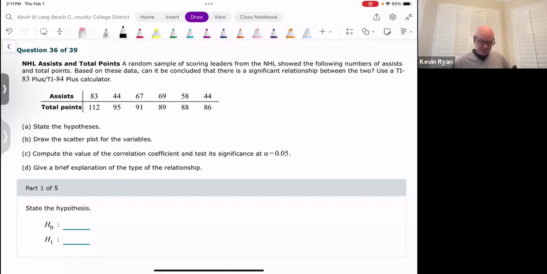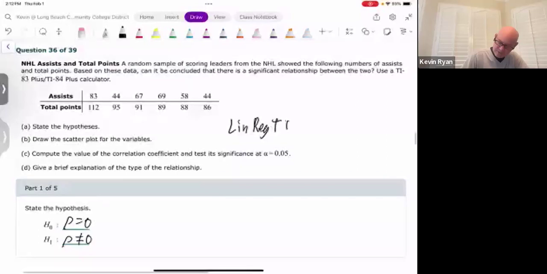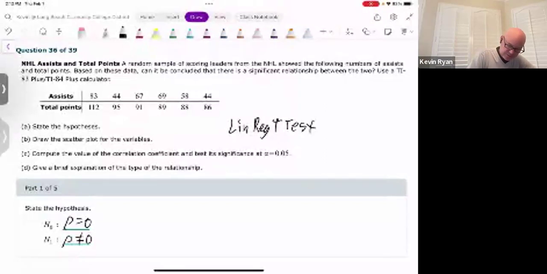NHL assists and total points. A random sample of scoring leaders from the NHL showed the following numbers of assists and total points. Based on these data, can it be concluded that there's a significant relationship between the two? So this one is going to be rho is equal to 0, or rho is not equal to 0. So we're going to run a linear regression t-test for this one. And I'm going to put this into list 1 and this into list 2.